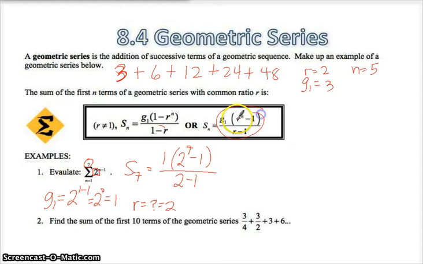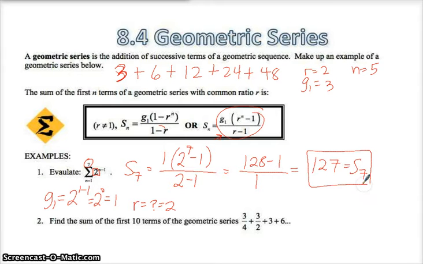So I used this formula right here. Now I just have to solve. 2 to the 7th power is what? Some of you might know that quickly based on the powers of 2. So it's 128 minus 1, and 2 minus 1 is 1. So the sum of the first 7 terms of this geometric series is 127.